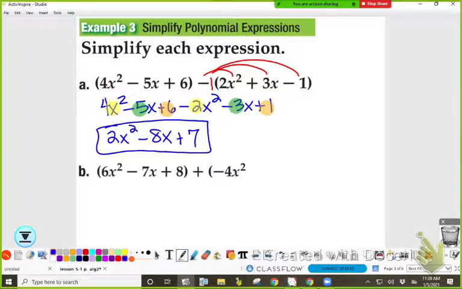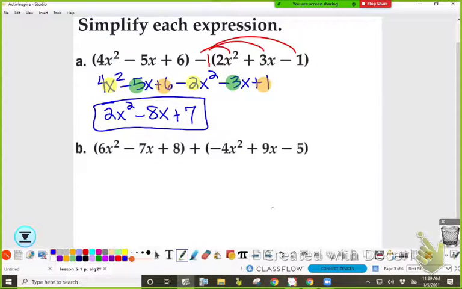So when there's a minus between the two sets, distribute the negative and then combine like terms. The next problem, there's a plus between the two sets of parentheses. Go ahead and fill in what's missing there. Plus 9x minus 5.